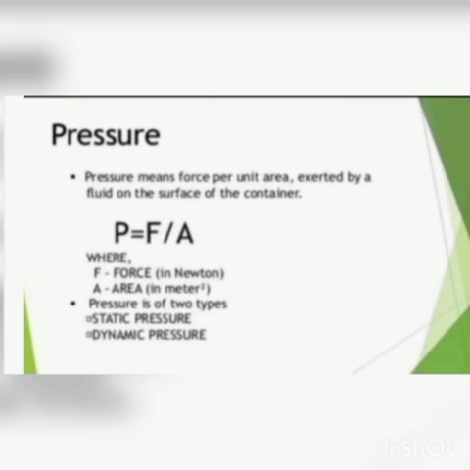Here we see what is pressure. Pressure means force per unit area exerted by the fluid on the surface of the container. P is equal to F upon A, where F is force in Newton and A is area in meter square. Pressure is of two types, static pressure and dynamic pressure.